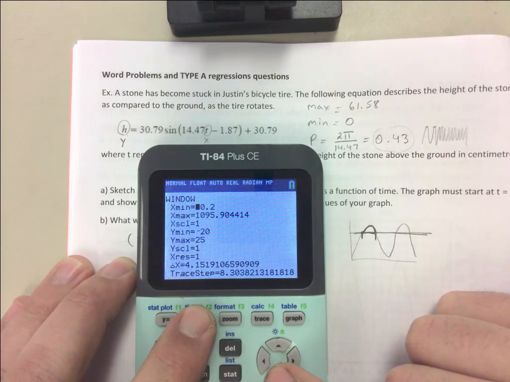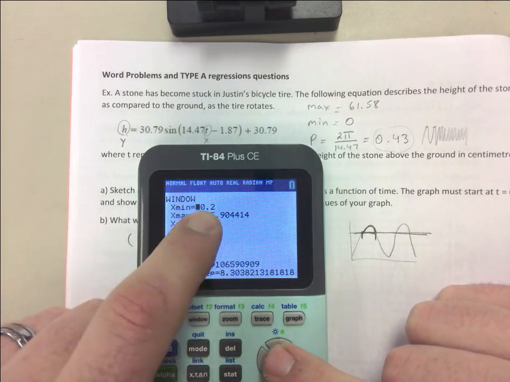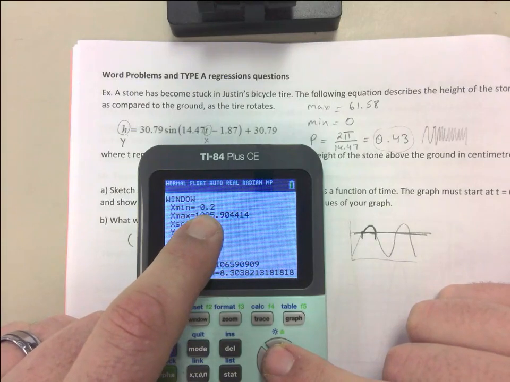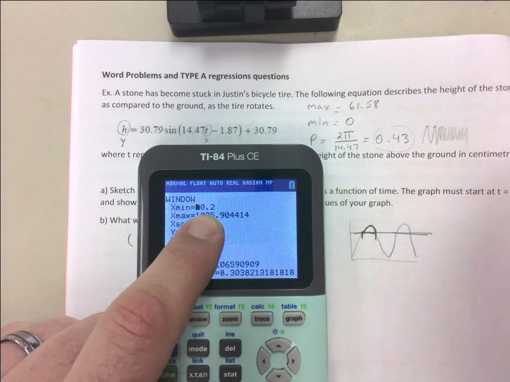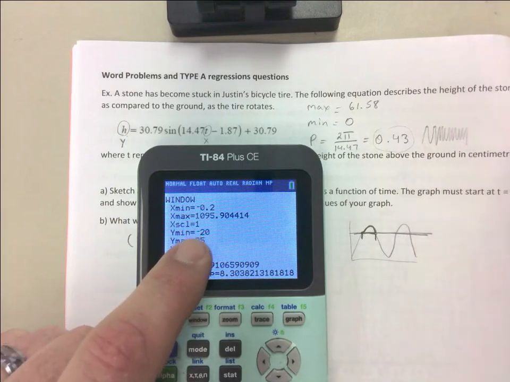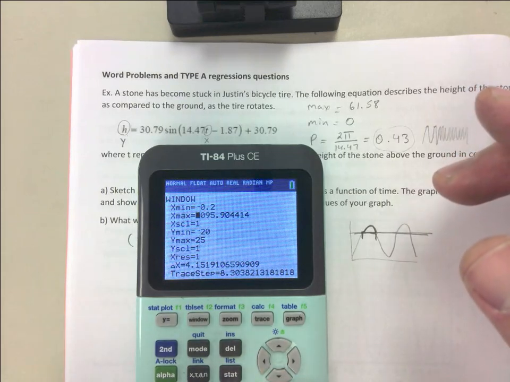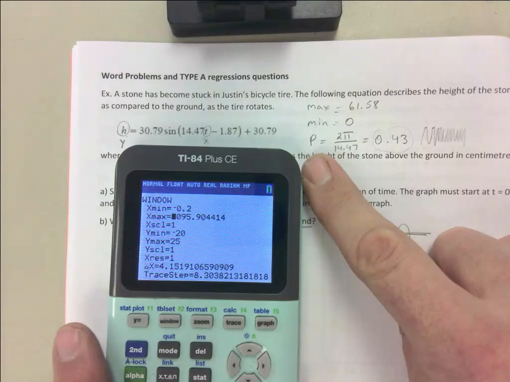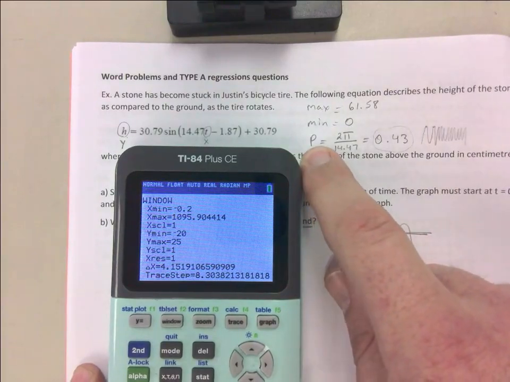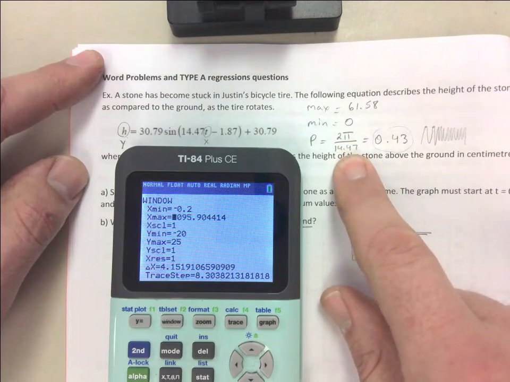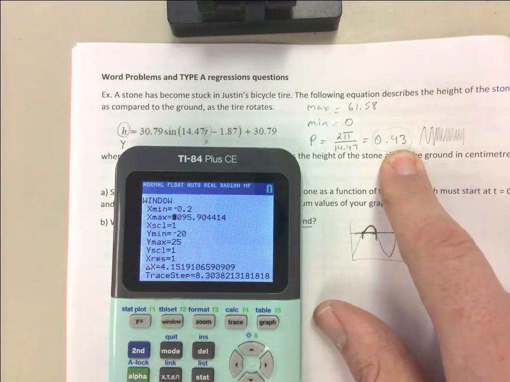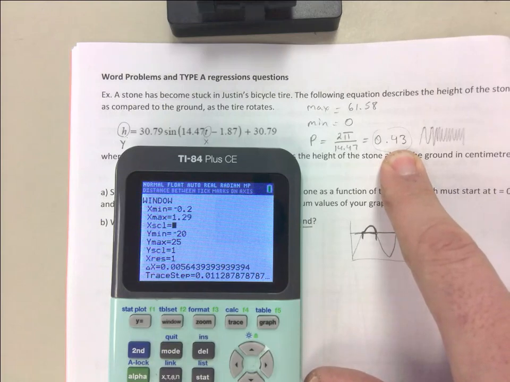So I'm going to go to my window. Watch what I'm going to do here. Y min, sometimes it's better to just go a little bit to the left. Something negative, right? 0.5, -1. I adjust as the graph requires. For X max, watch what I do here. You should probably do that on paper, okay? You find the period because you have the equation: 2 pi divided by b, that is your period right there. So I'll go 3 times 0.43 for my X max. I actually type it in like that, okay?